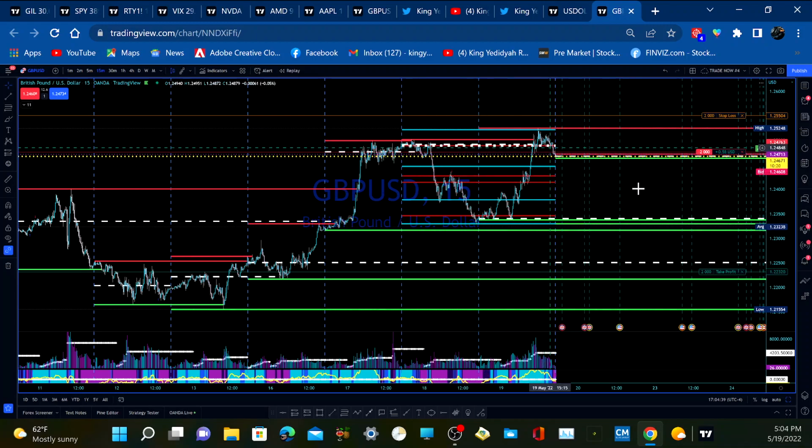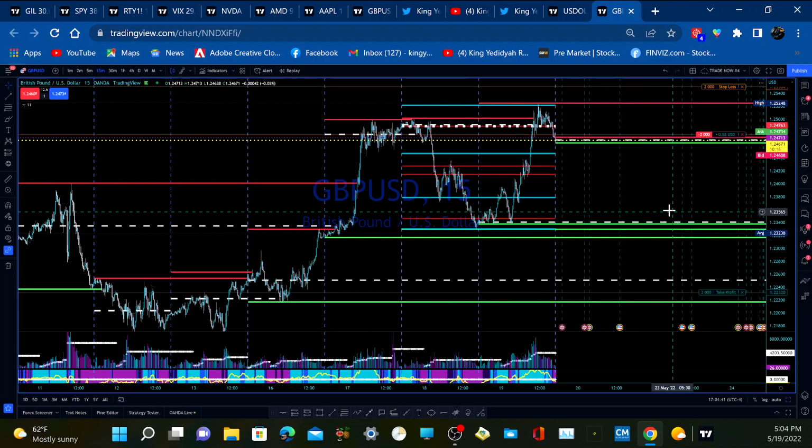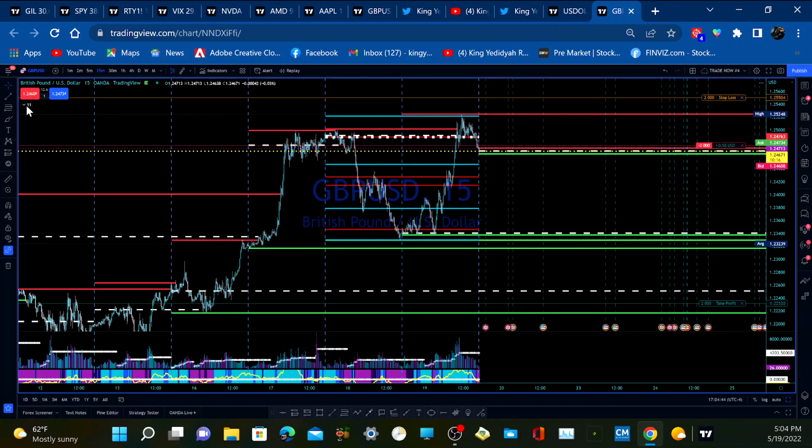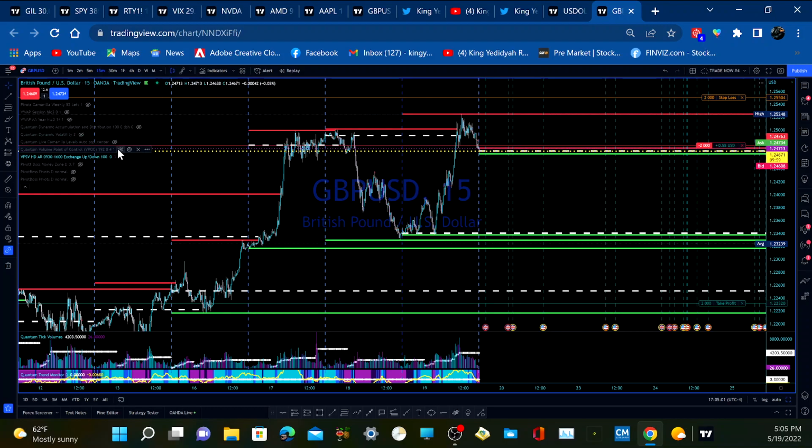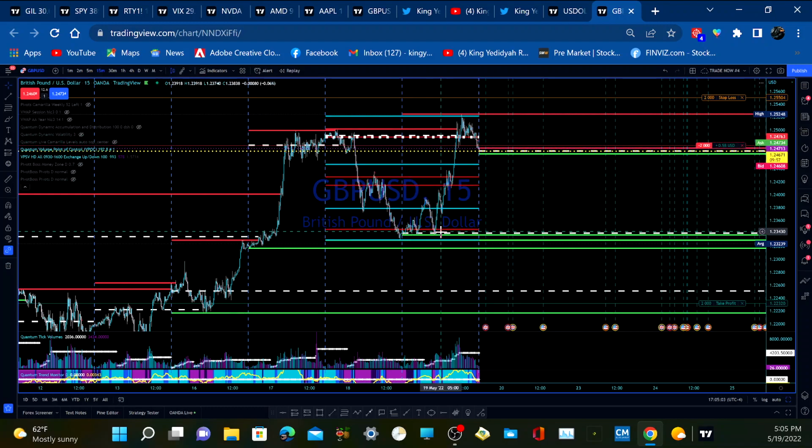And I have another quantum volume at price, quantum volume point of control indicator. This one right here. Let me see. Mute it, it goes away, comes back, goes away, right? So you see those levels, right?